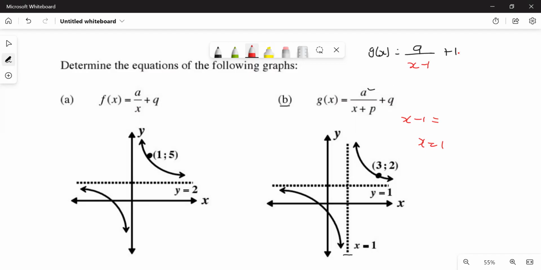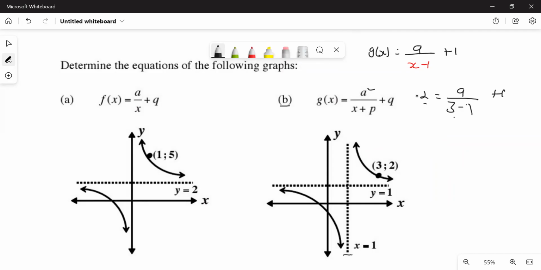Now that we have these two, the only one still missing is A. How would I get A? I'm going to get A by using the point which is given here. I'm given that I have (3, 2). Then I can say 2 is going to be equal to A all over, instead of x here, I am going to put 3 minus 1. Y is 2, and then what is x? It's 3 plus 1.